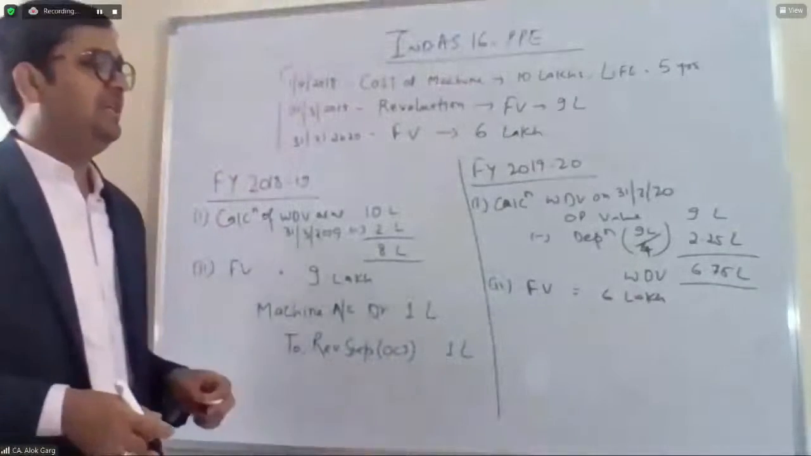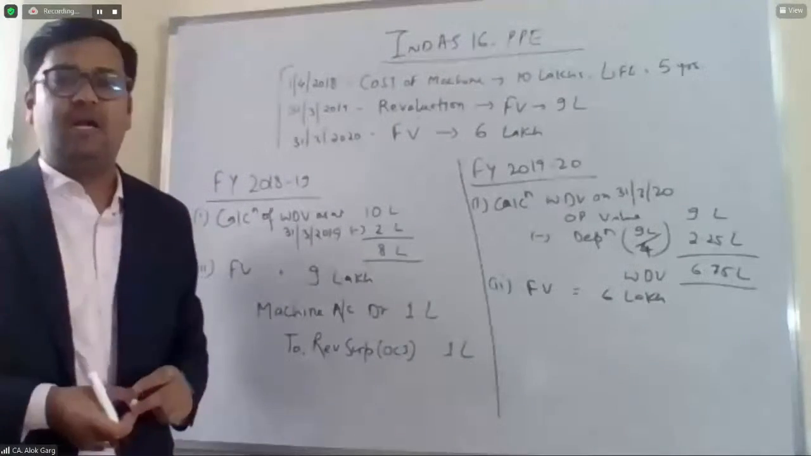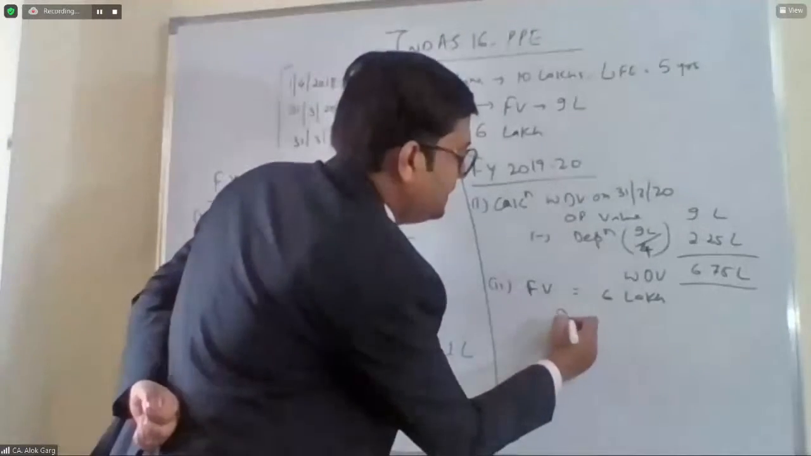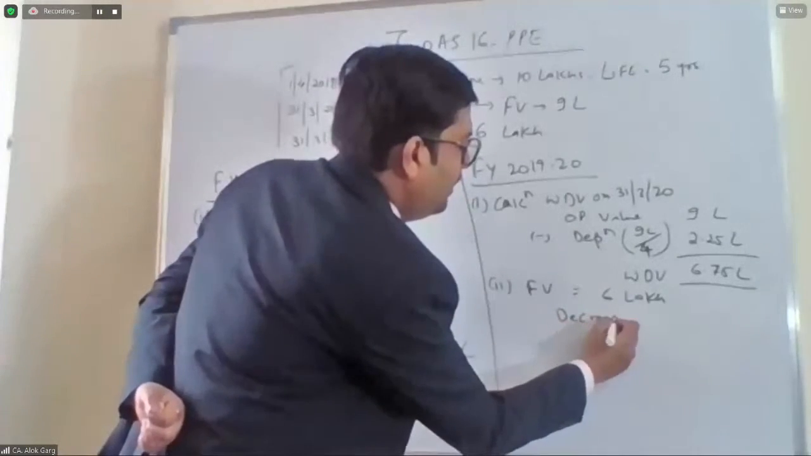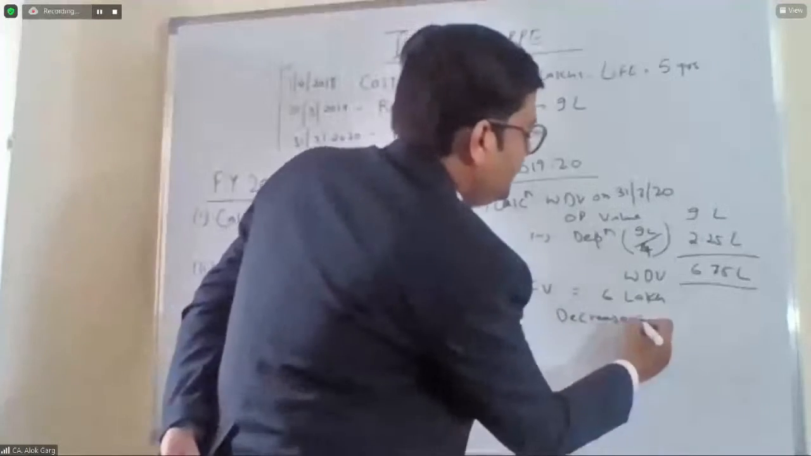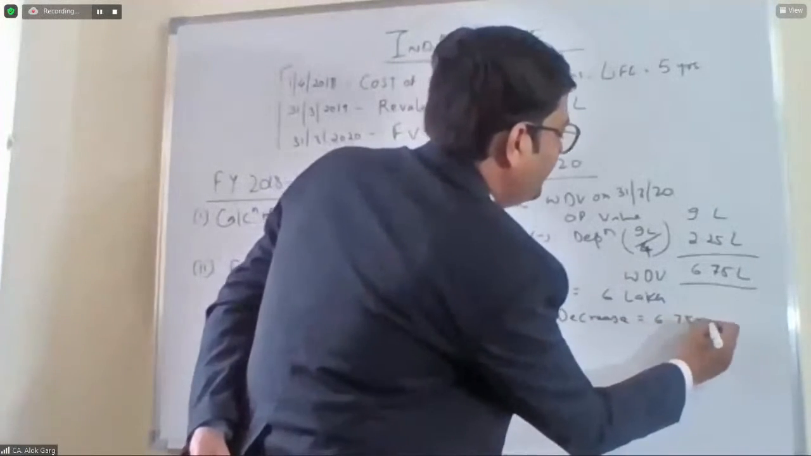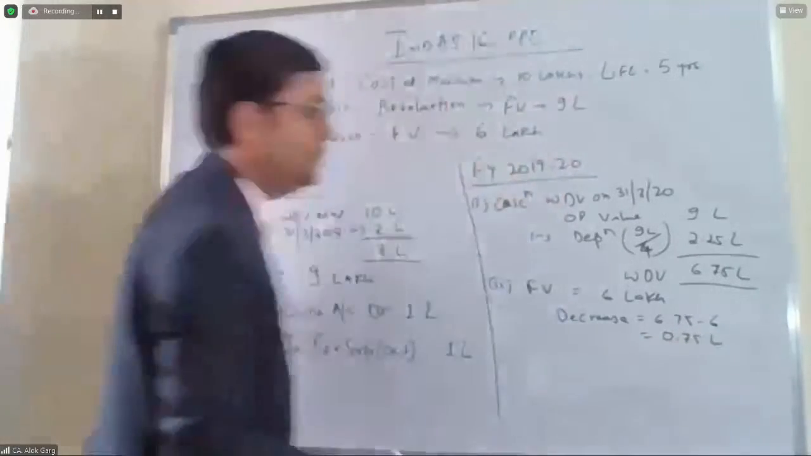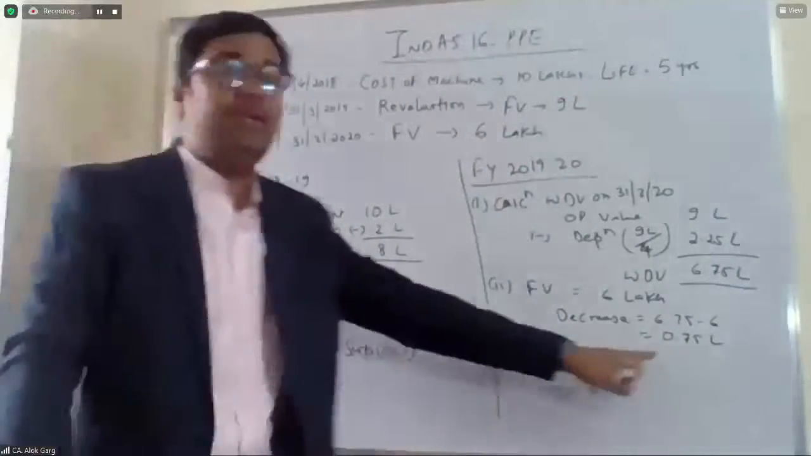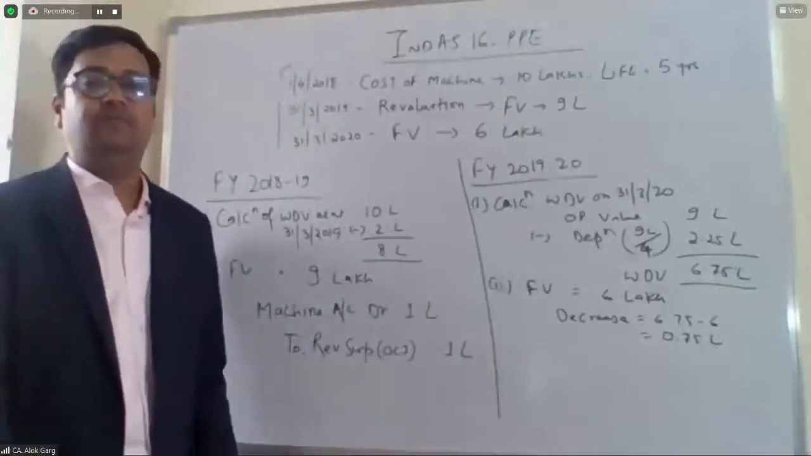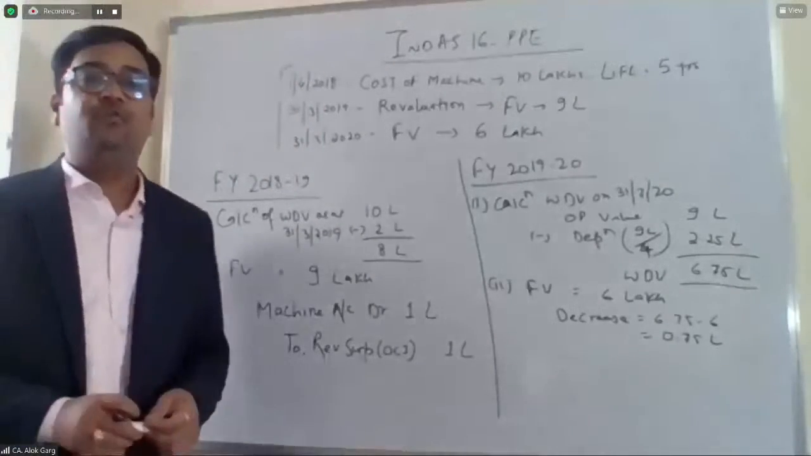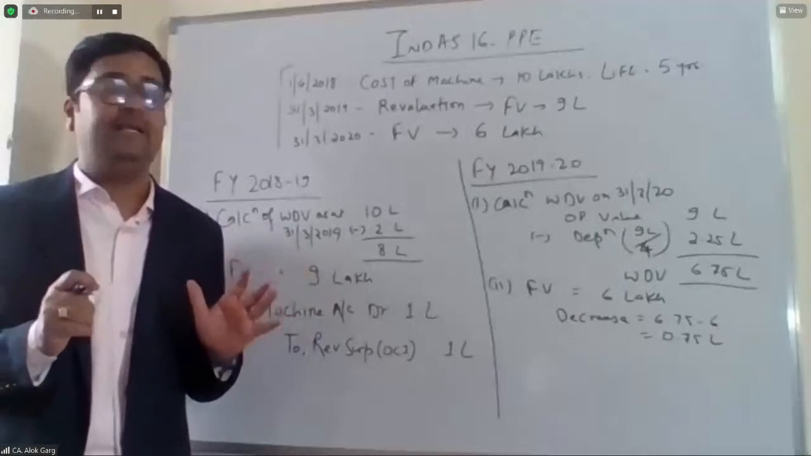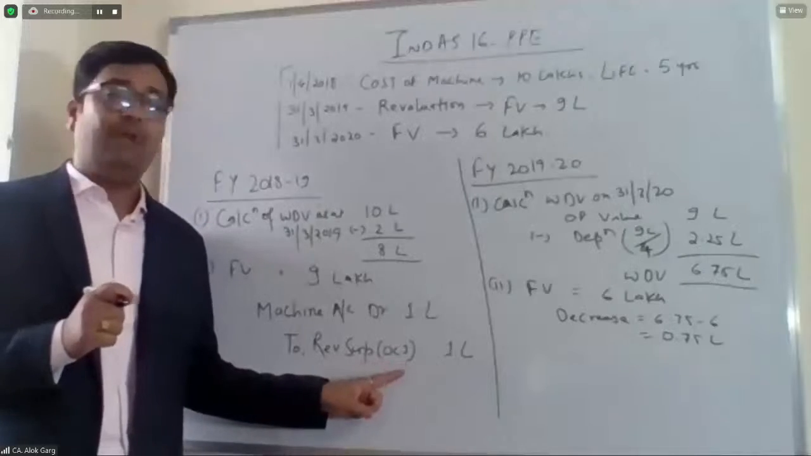So how much decrease is there? 6.75 minus 6. How much loss is there? The loss is 0.75 lakhs. So what is the treatment of 0.75 lakhs? You need to see whether the revaluation surplus is available in OCI. Yes, it is available by 1 lakh.